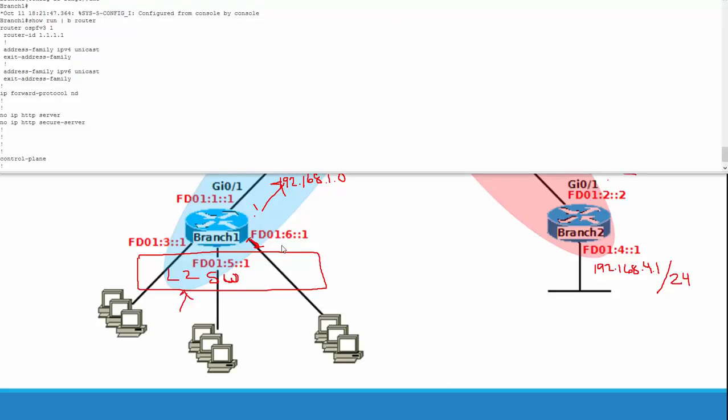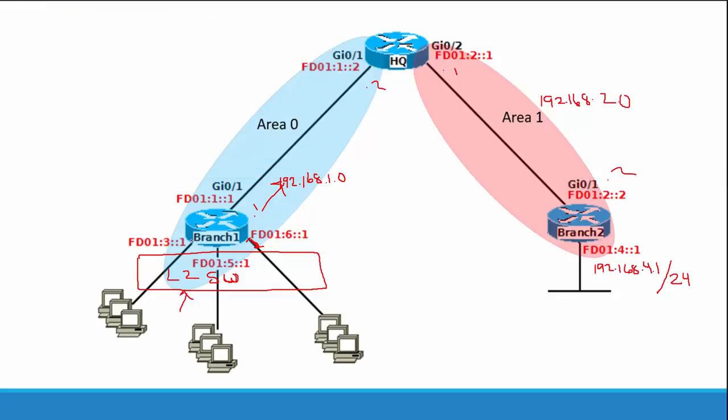So why don't we go ahead and make these interfaces passive. That way they won't send or receive hellos off of the interfaces themselves. These guys over here are part of the routing process, so branch over here will learn about each of these networks, but right off of this interface here, if we make them passive, then they won't send or receive hellos.